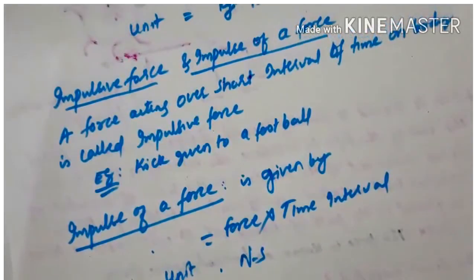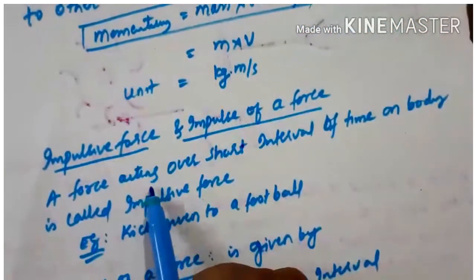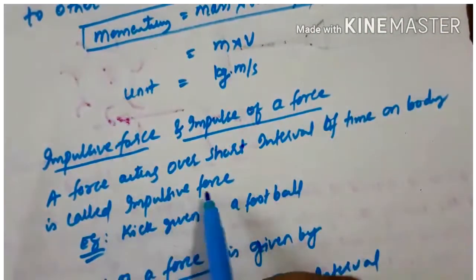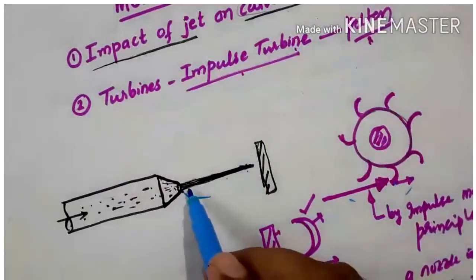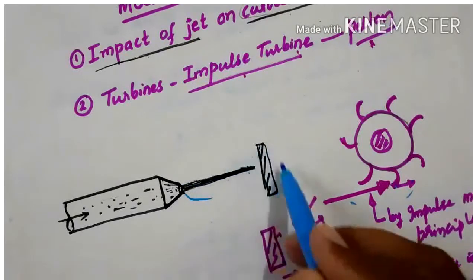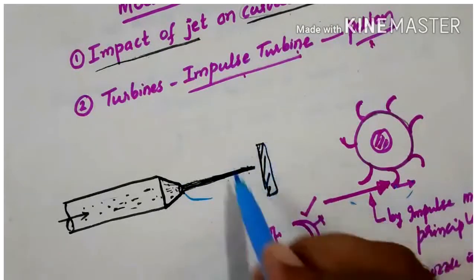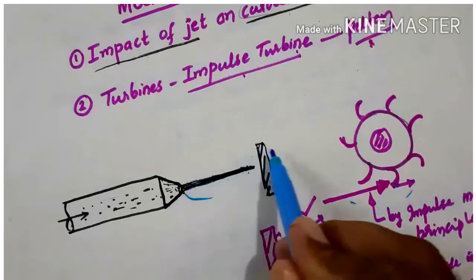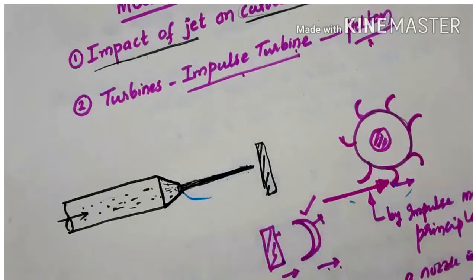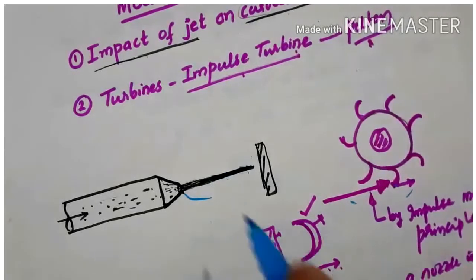That is impulse of a force. So impulsive force means a force acting over a short interval of time on a body is called impulsive force. Here also this jet is acting in a very short interval of time on a plate. This is called impulsive force, and it is analyzed by using the impulse momentum principle.